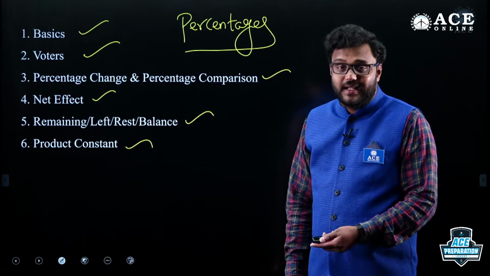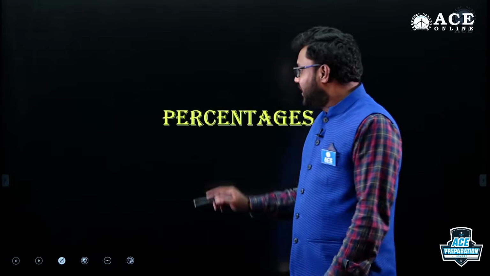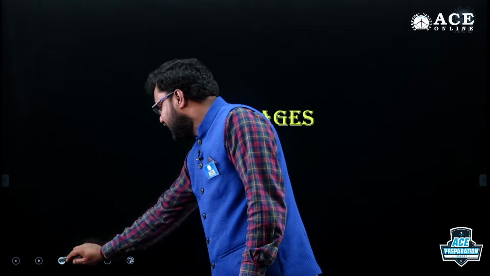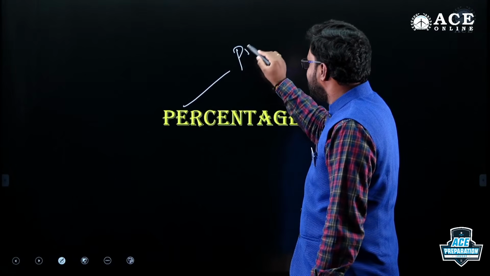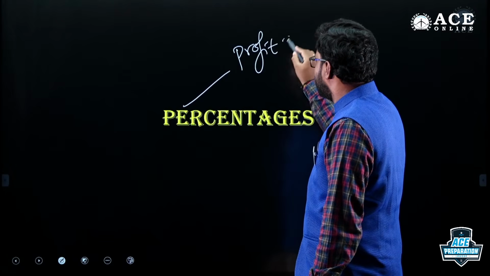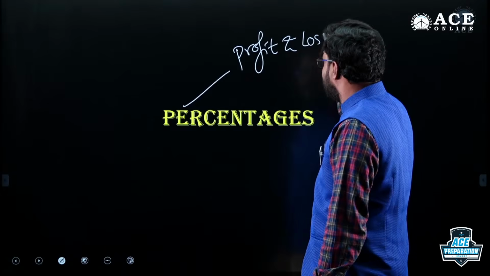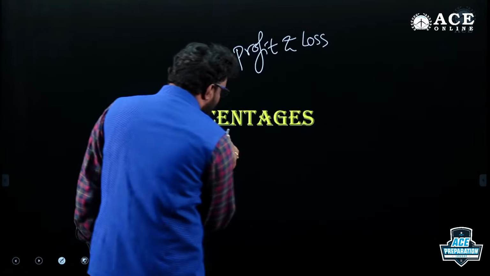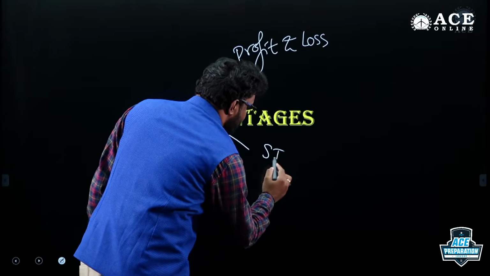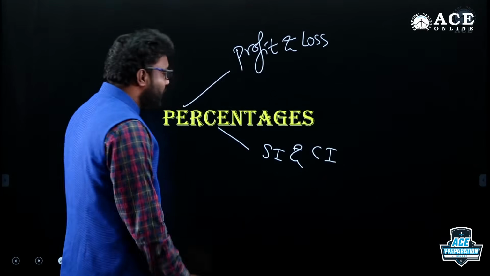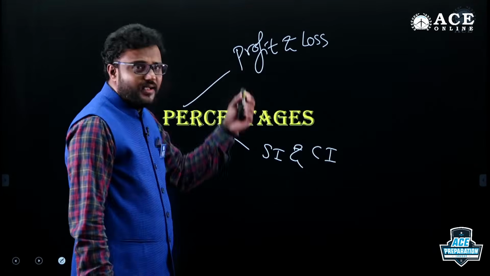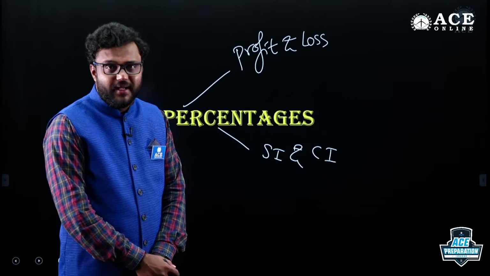Once you are done with percentages properly, my dear friends, the advantage is that you can automatically understand profit and loss along with the discount concept. Profit and loss you can easily handle. You can handle simple interest and compound interest as well. If you understand percentages properly and got the idea, then you can handle simple interest, compound interest, as well as profit and loss easily, my dear friends.